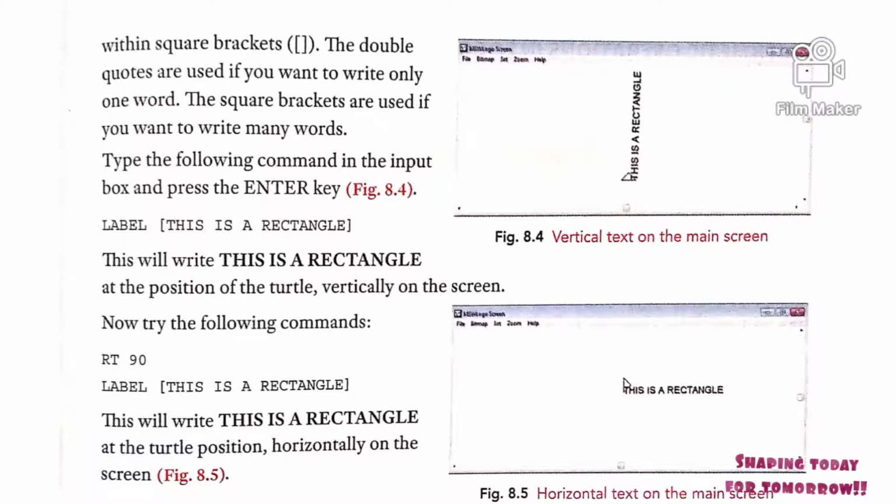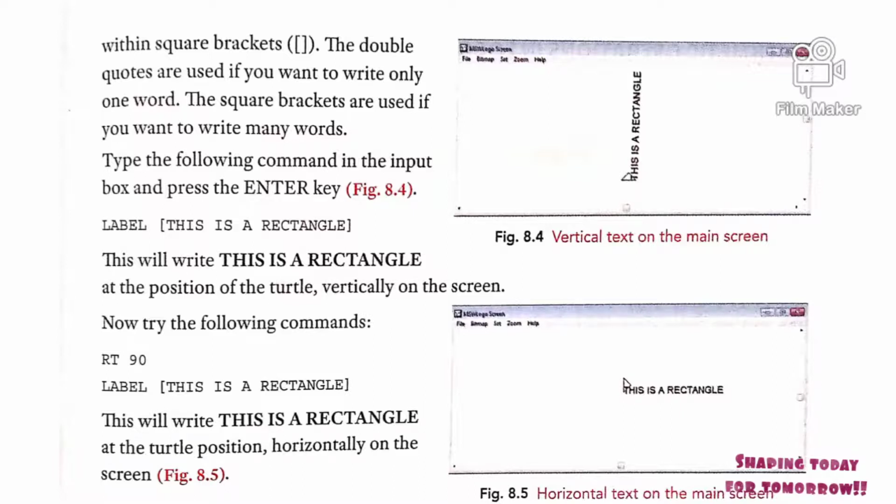See figure 8.4 for this. Figure 8.4, vertical text in the main screen. So students, this is how the text will show on the screen in the vertical position. This is the command that they have written: label [this is a rectangle]. This will write "this is a rectangle" at the position of the turtle vertically on the screen. Now you must be wondering what the turtle is. So students, you can see that there is a triangle on the screen. This triangle is known as the turtle. In logo, this triangle is known as the turtle.